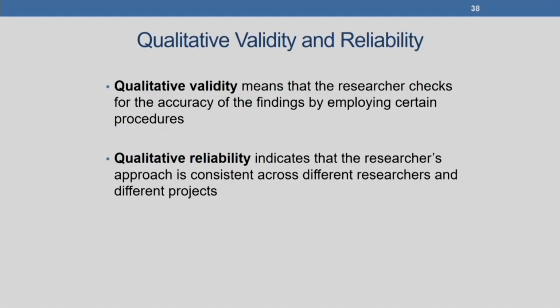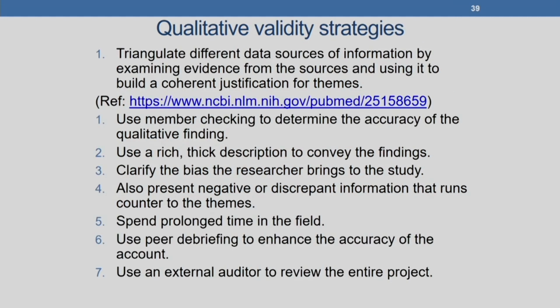Finally, let us come to validity, reliability and generalizability issues in qualitative research. Now, here validity basically means that the researcher checks for the accuracy of the findings by employing certain procedures, and reliability indicates that the researcher's approach is consistent across different researches and different projects. Now, what are the validity strategies? These are some of the validity strategies.